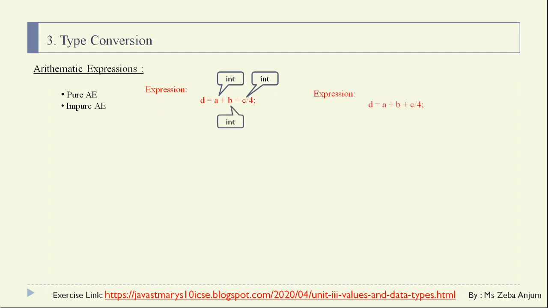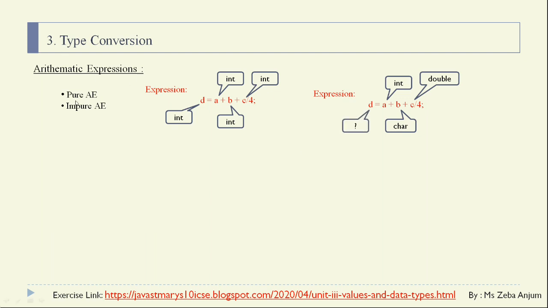Again, let us take an expression d = a + b + c / 4, the same expression, but over here we are having a as an integer data type, c as a double data type, and b as a character data type. So over here, in the first expression, everything is an integer, so ultimately the answer will be an integer. Now in the second expression, we are having integer, double, as well as character. So on what basis the data type of d will be defined, that is unknown to us, and that is how our type conversion takes place.